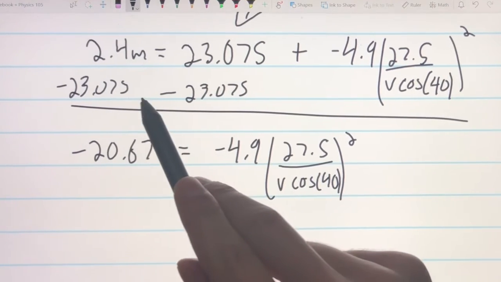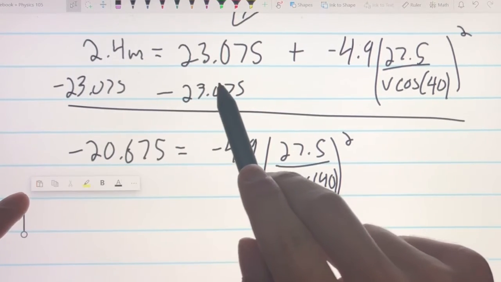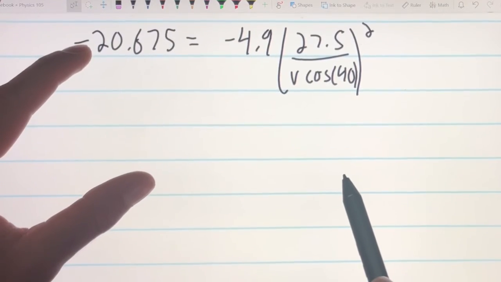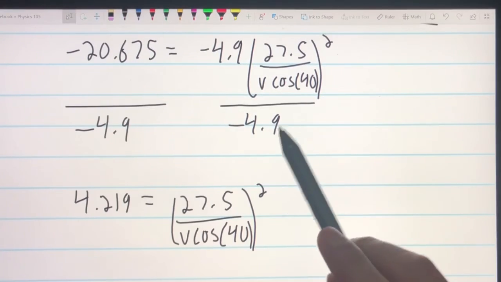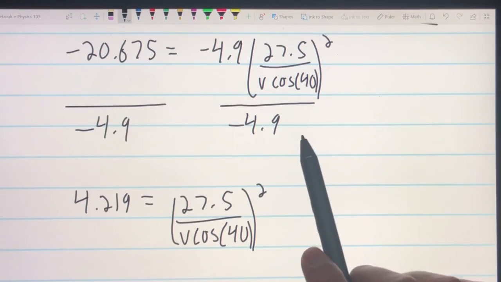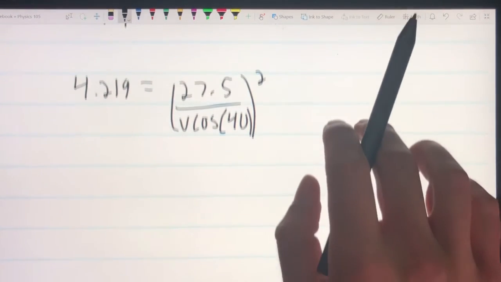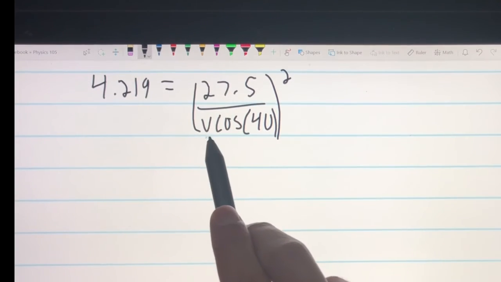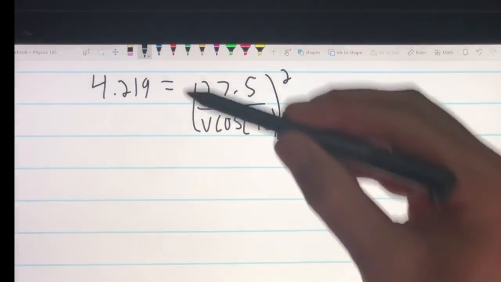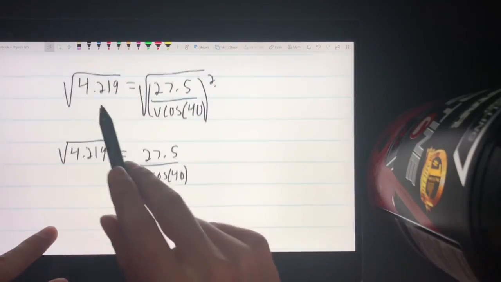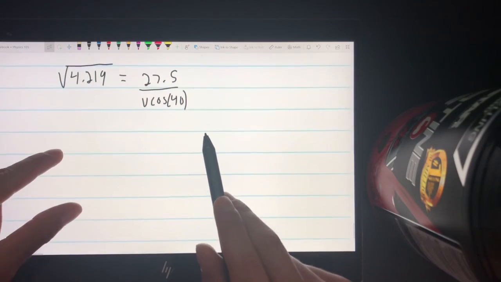To continue simplifying, I simply subtracted the 23.075 from both sides, and that leaves us with this. The next step in simplifying is to divide both sides by the negative 4.9, and that leaves us with this. Now, in order to continue isolating the variable to solve for it, we have to take a square root of both sides. After taking the square root of both sides, we are left with this.